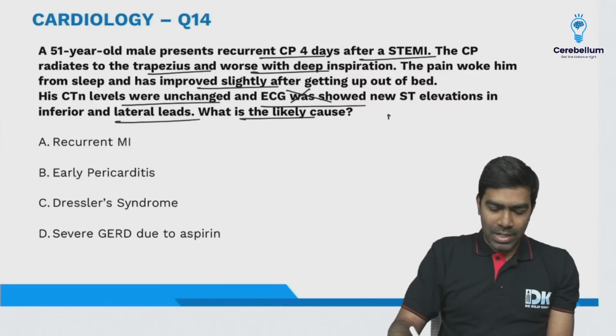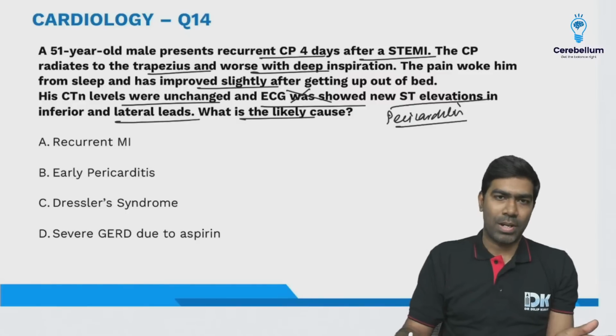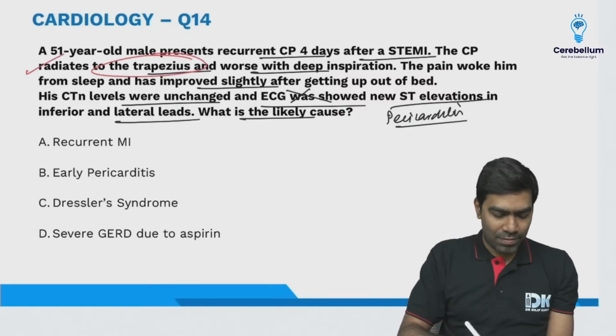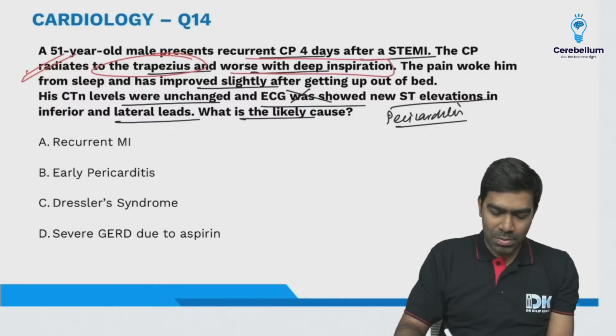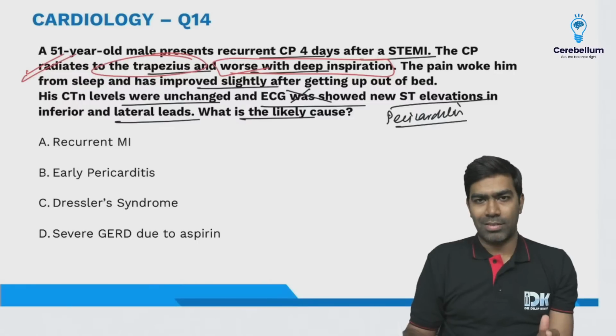So clearly this patient is suffering from pericarditis. There is no doubt about that. So this is an acute pericarditis. Why? There are plenty of features to say it's an acute pericarditis. Number one, the pain radiates to the trapezius. That's a very, very important sign of pericarditis. And pain is worse with deep inspiration. It's a pleuritic pain. That also tells you it is a pericarditis.